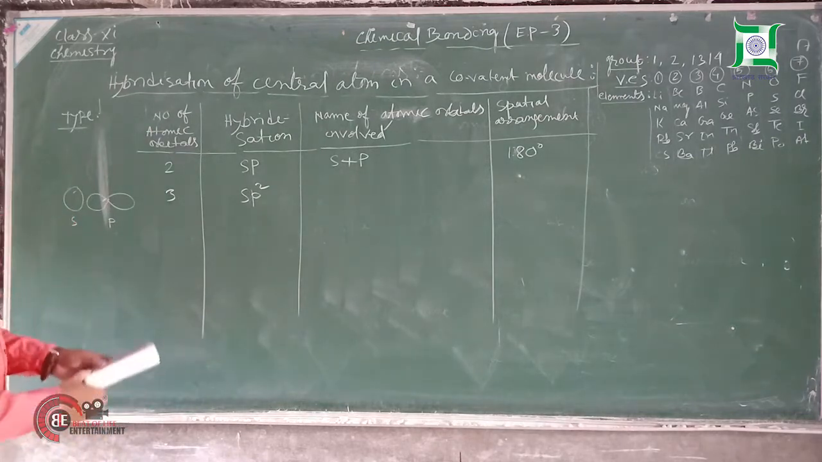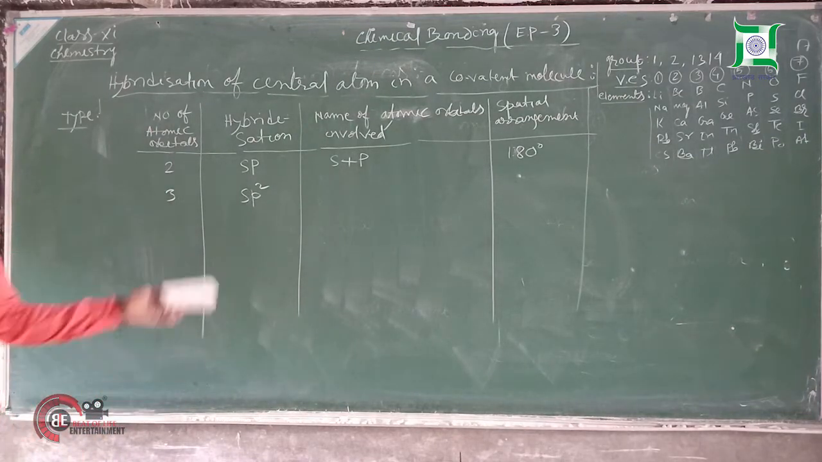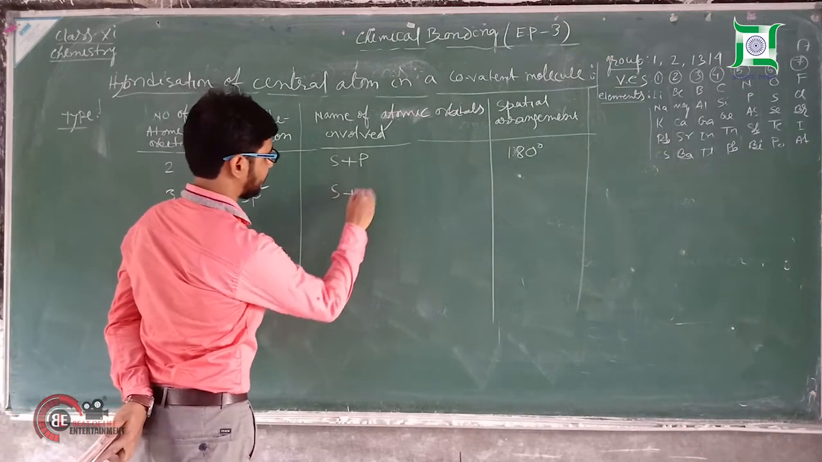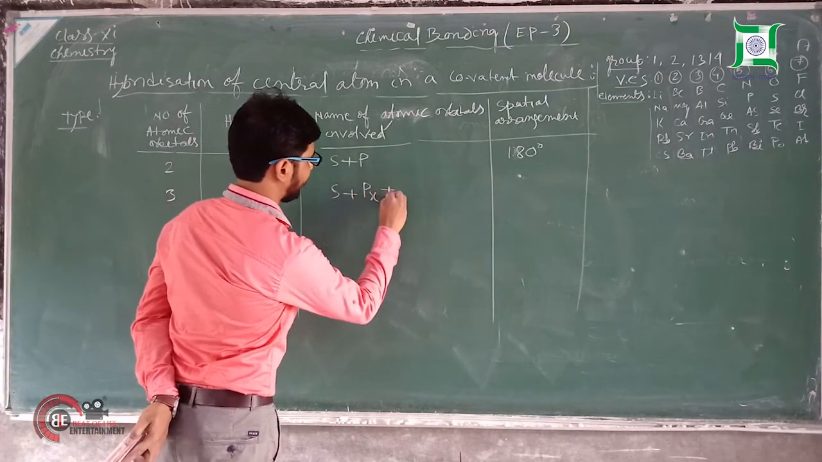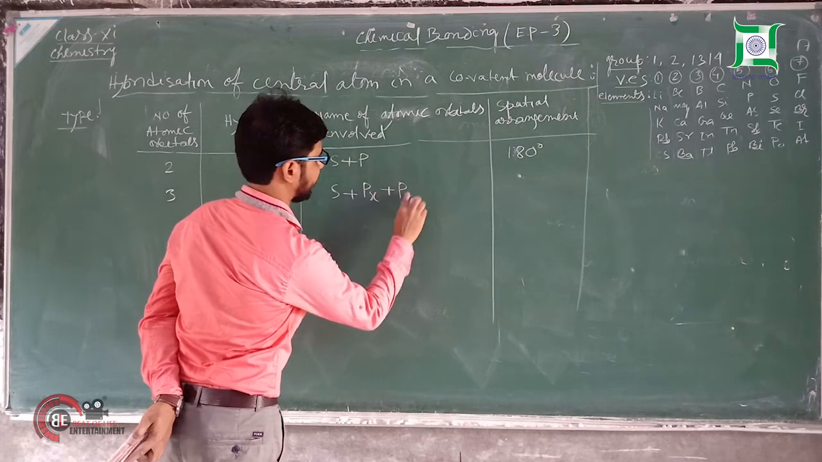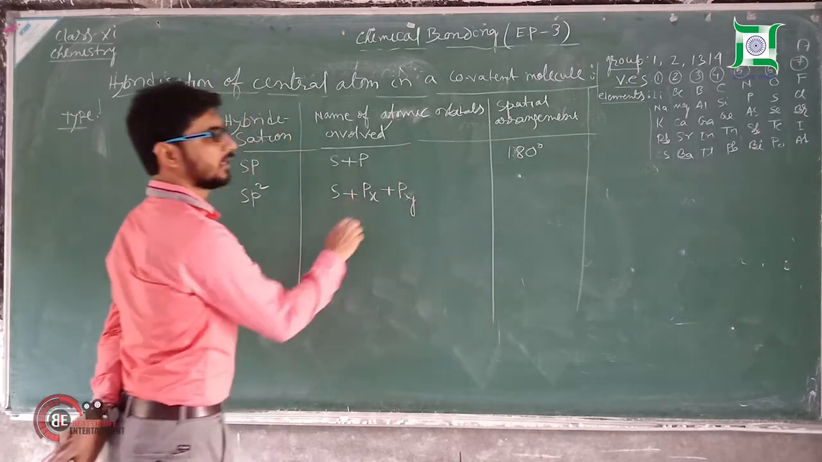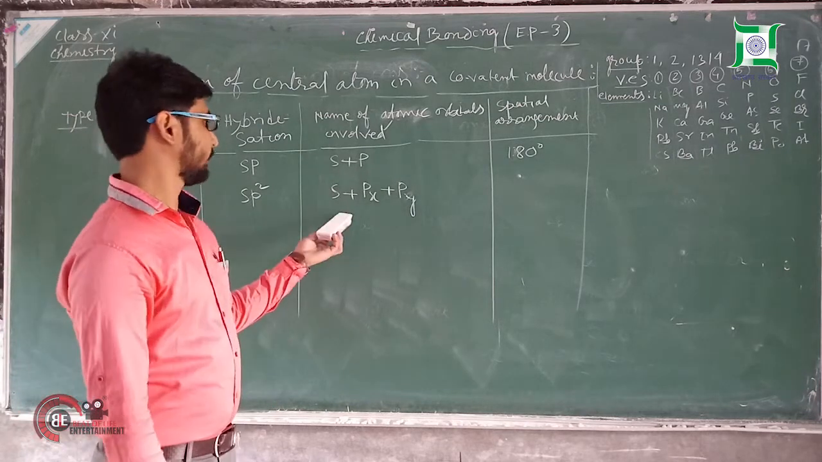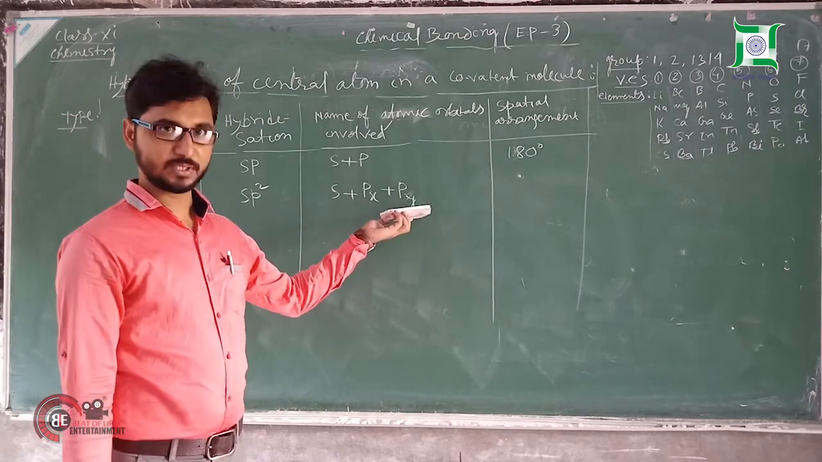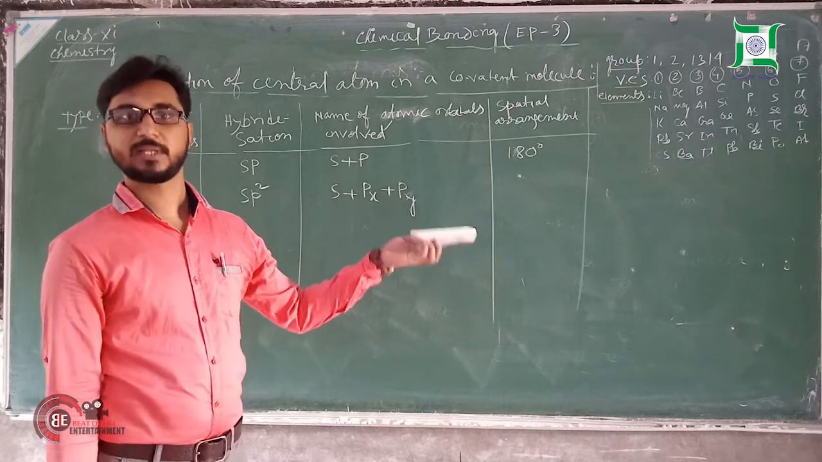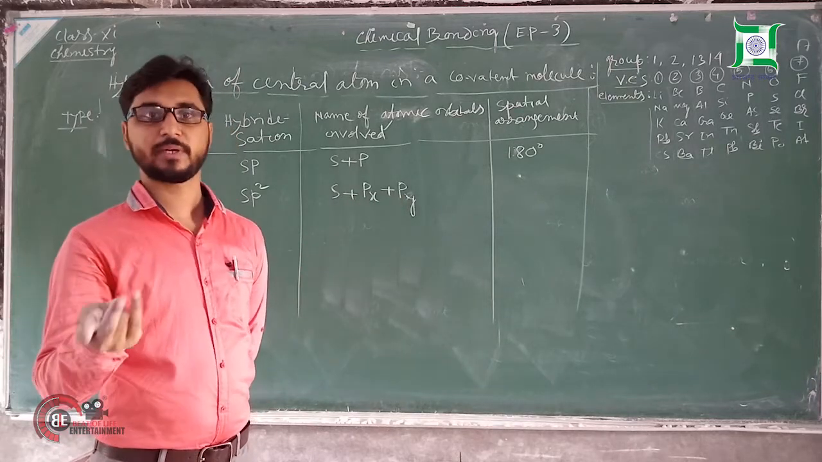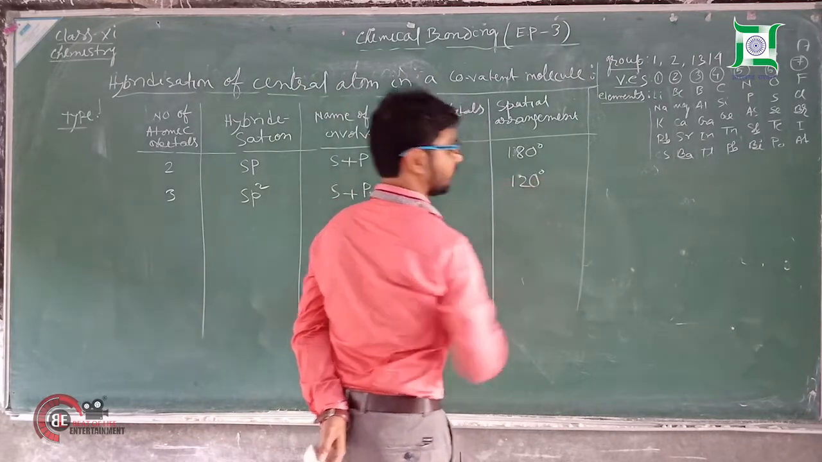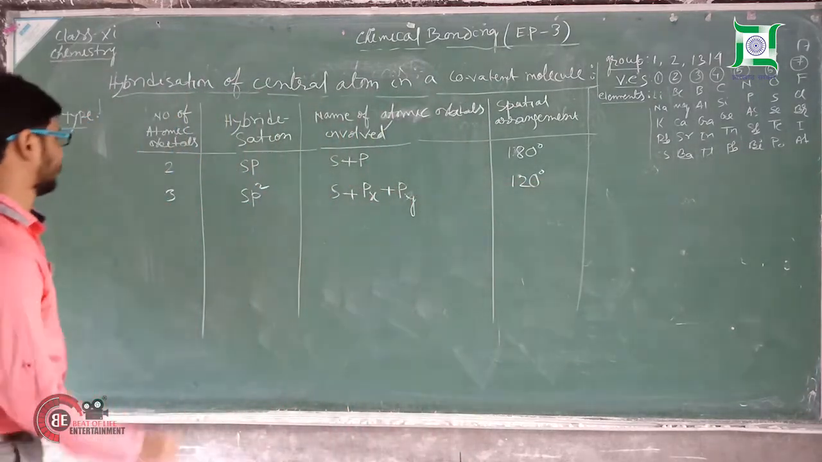That means 1 s and 2 p orbitals combined, so sp2. That will be here, s plus any of the 2 p orbitals. So let us write px and py. But there may be s plus px plus pz or s plus py plus pz, that is any 2 p orbitals among 3. Here spatial arrangement is 120 degree with trigonal planar geometry.